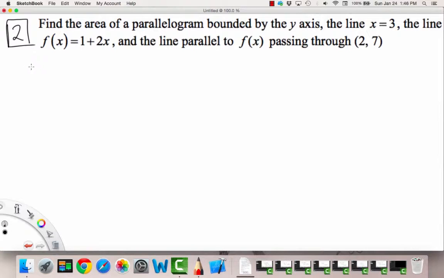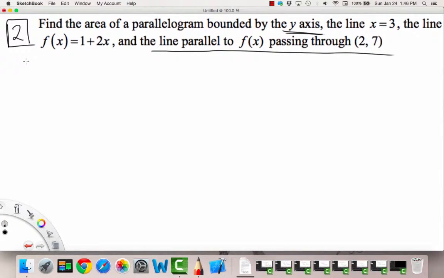But anyway, we know what the y-axis is. That's just the vertical axis where x equals 0, right? The line x equals 3 is also a vertical line. The line given by f of x, we can graph because we know how. What we have to do first is figure out the equation for the line parallel to f of x passing through (2, 7). This is the important thing right now.